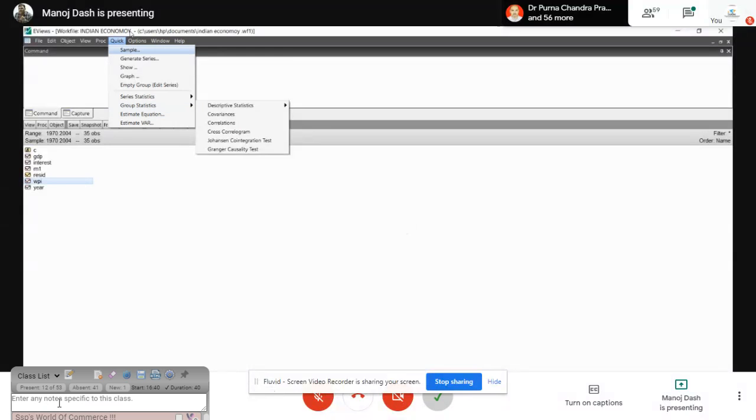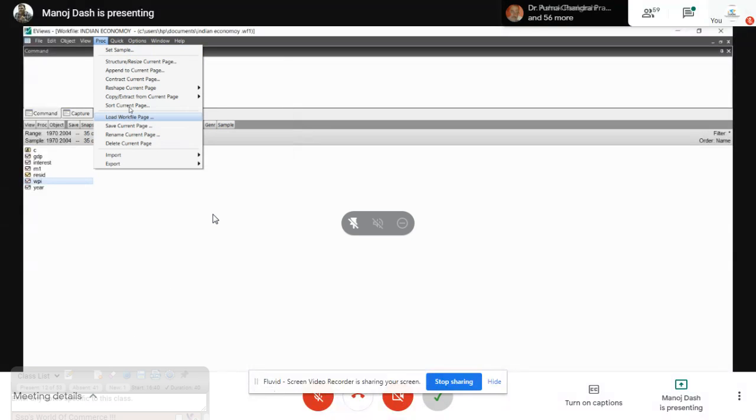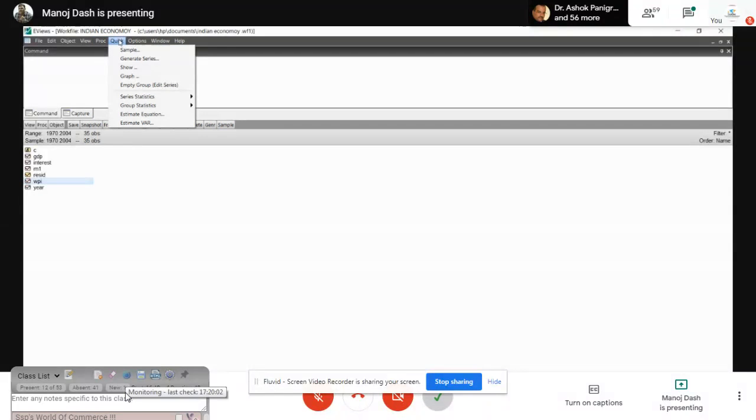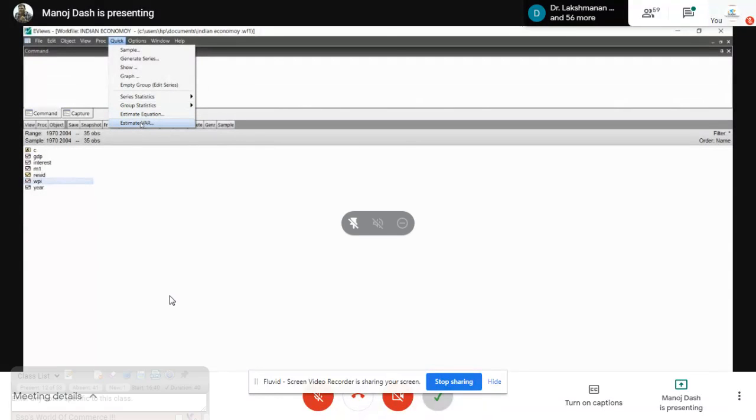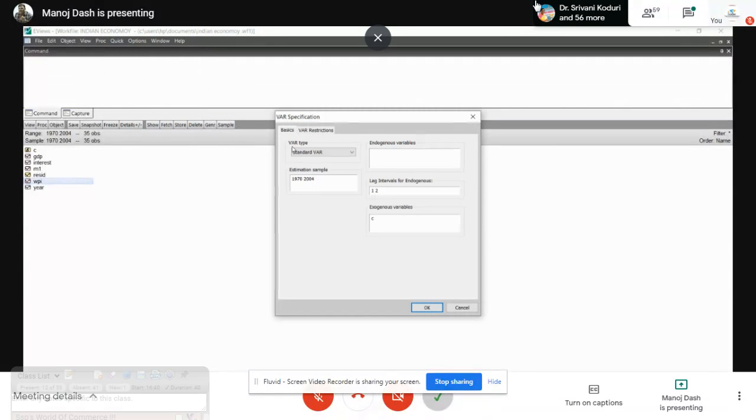There is a go to block. Last of all, go to the menu. What is written here? Read it. Estimate VAR. Okay, so what is the endogenous variable? GDP is dependent. Then interest, then money supply M1, then WPI.